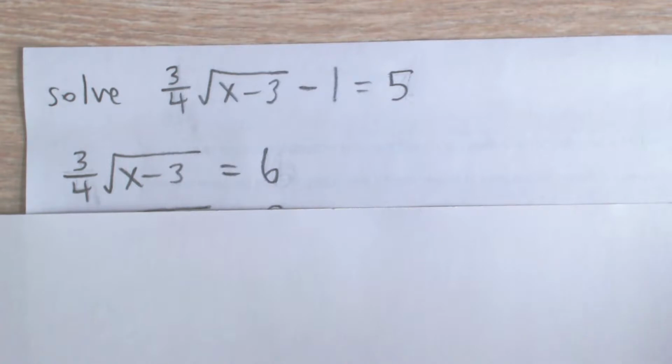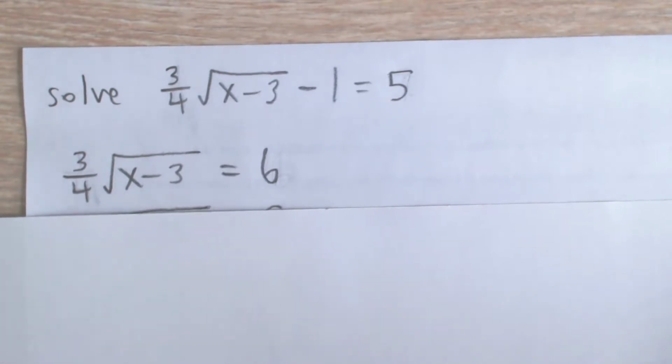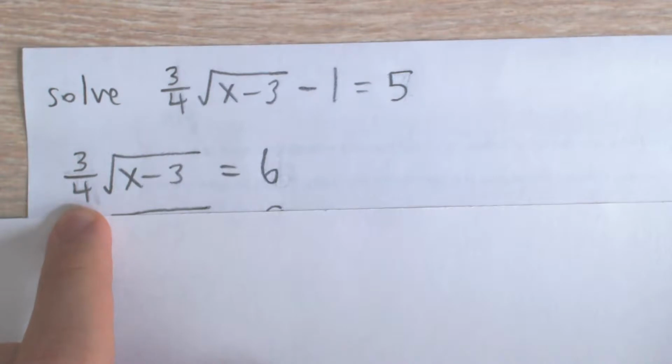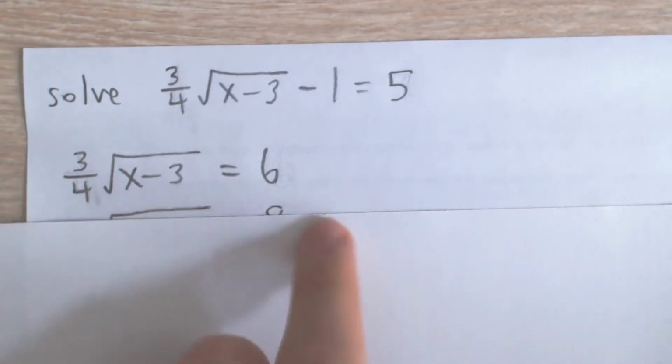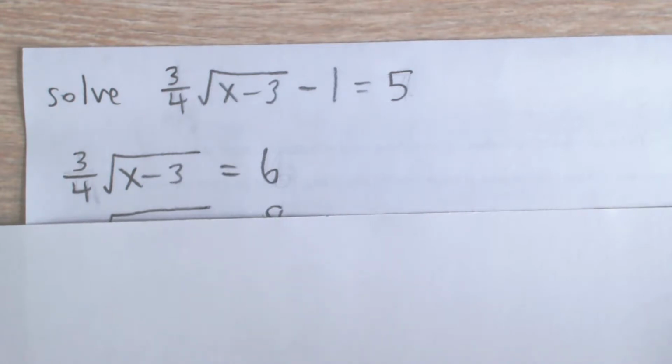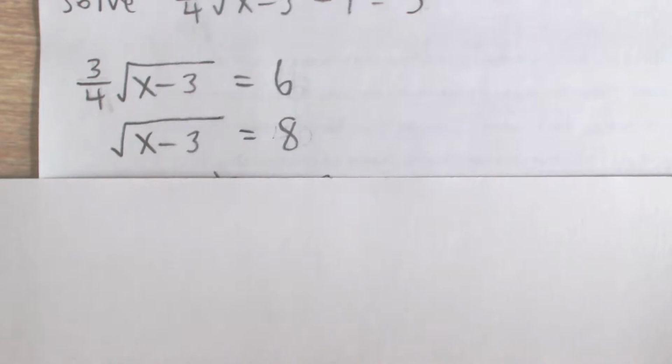And then we're going to divide by 3/4, or in other words, multiply by 4 and divide by 3. Either way, you might have to do this on a calculator, or just multiply by 4, right? Get rid of that in the denominator. 6 times 4 is 24. Divide by 3, 24 divided by 3 is 8. And so again, we have the radical, square root of x minus 3, is equal to 8.